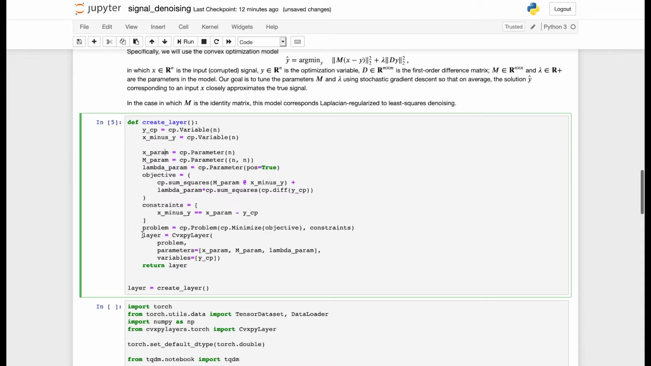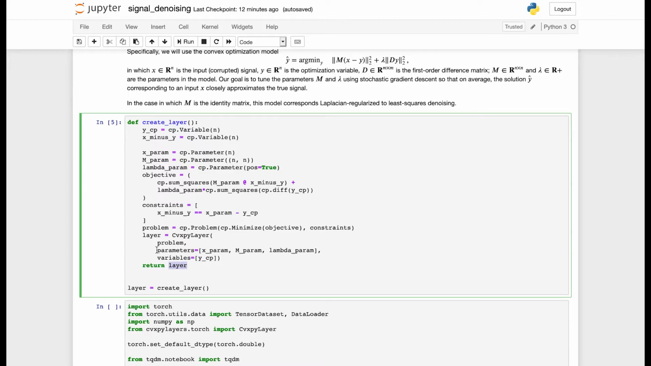And then in just one line we can create the CVXPY layer by giving it the problem, the parameters in the problem, which are x, M, and lambda, and then the optimization variable that we want the solution for, which is y here. And now we have our PyTorch layer.